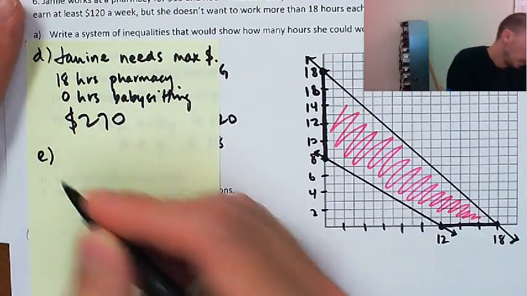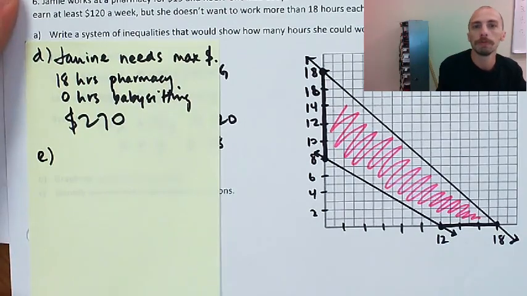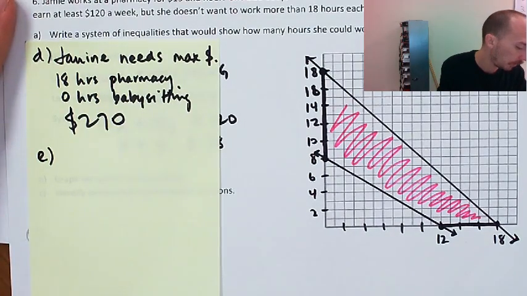And then part E, okay, if she already knows, say maybe 2 or 3 weeks from now, the pharmacy's given her schedule, and she knows that she's going to need to work exactly 11 hours.